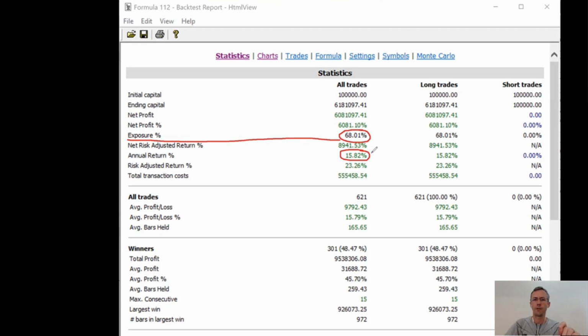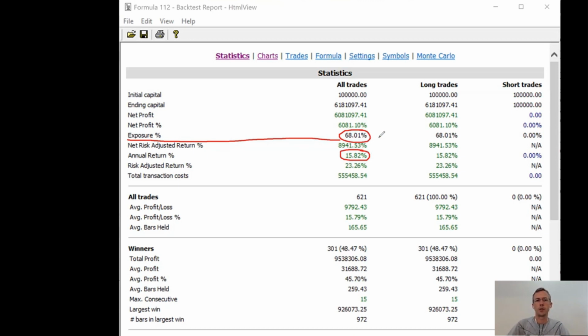Well, if you've got two systems, they both make 20% return per year, but one has an exposure of 50% and one has an average exposure of 80%, which one has the higher risk? 80%. Right, because your cash is exposed to the market moves more of the time. So for the same level of return, you want a lower exposure.